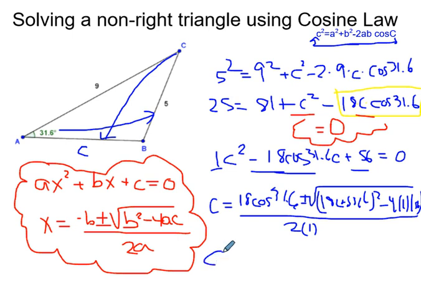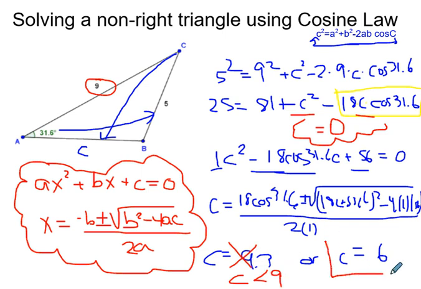You get C equals 9.3 or C equals 6. Now you have to try to make sense of these two answers. If you look at the picture, 9 here is the longest side. So can C be equal to 9.3? No, because C has to be smaller than 9. So you can eliminate this answer. So you can find your answer here: C is equal to 6.